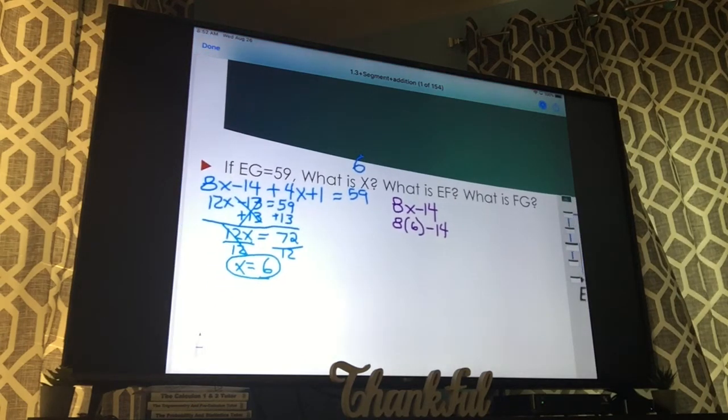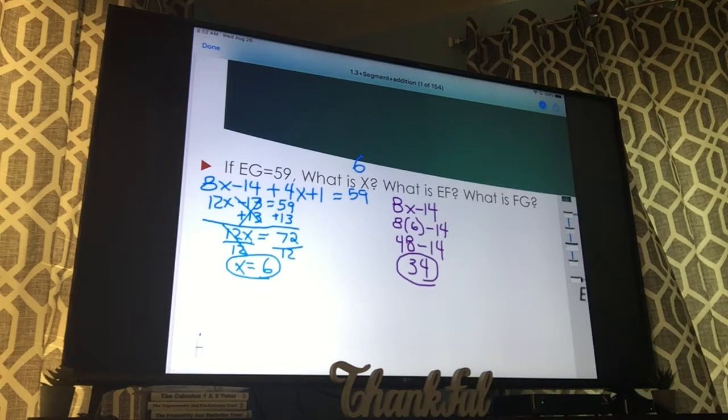Sorry, I'm trying not to zoom in and out, but I'm also trying to write small. So 8 times 6 is 48 minus 14. So now we just got 48 minus 14, and that gives us 34.